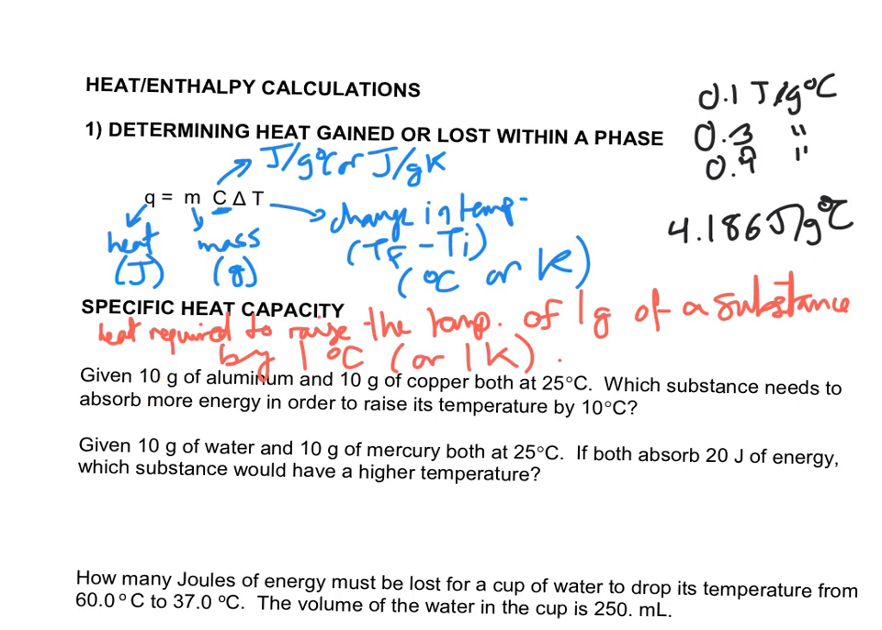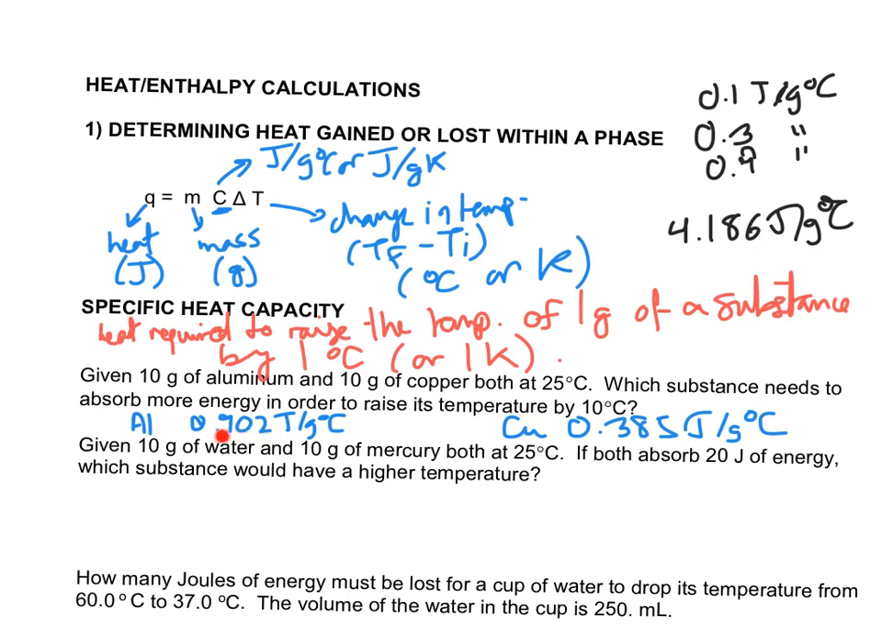It says, let's say I have 10 grams of aluminum and 10 grams of copper, both at the same initial temperature, so same mass and same temperature. Which substance needs to absorb more energy in order to raise its temperature by 10 Celsius? In order to do that, we have to look at the specific heat capacities of aluminum and copper. I read the values down here. They're in your tables there.